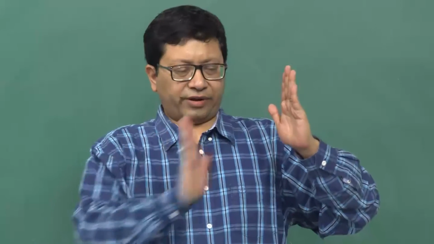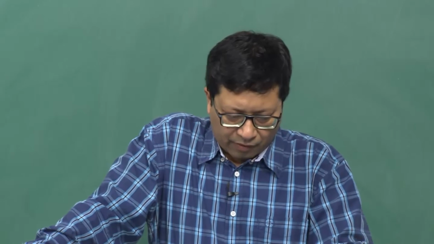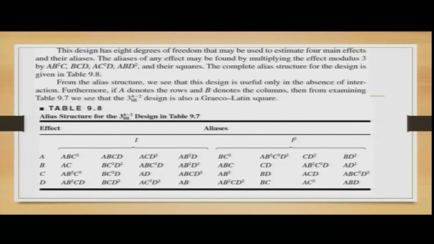So, you are basically dividing them into blocks and multiplying the blocks with respect to their number of observations, such that we will get the aliases to the maximum level. The aliases of any effect can be found out by multiplying the effect modulus 3. The complete alias structure for the design is given in table 9.8. From the alias structure, we see that the design is useful only in the absence of interactions. So, whether interactions are there or not will also have an effect.